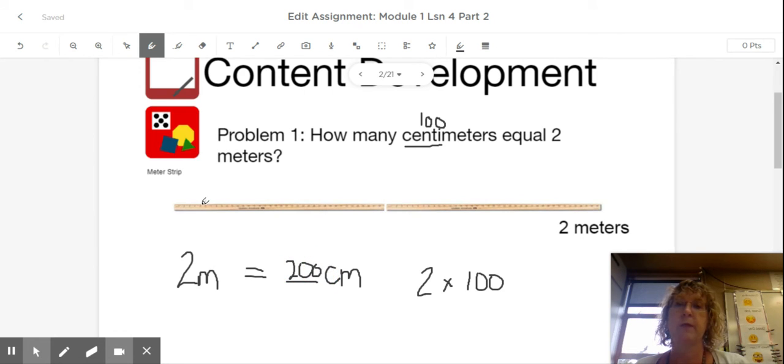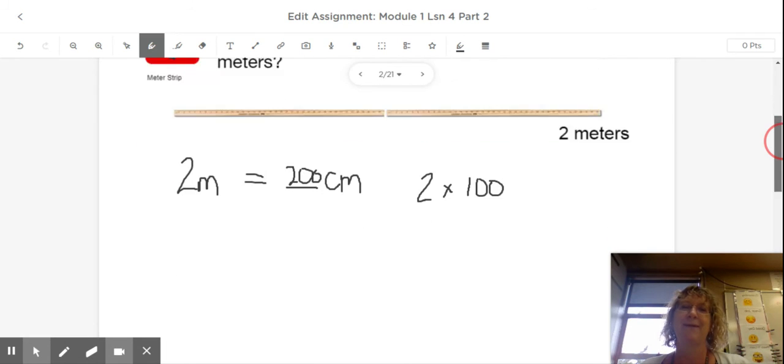Now you could take your 2 meter sticks if you wanted to. You could take one and count all the centimeters. You could take a second one and count all the centimeters. Guess what? You get 200 centimeters.